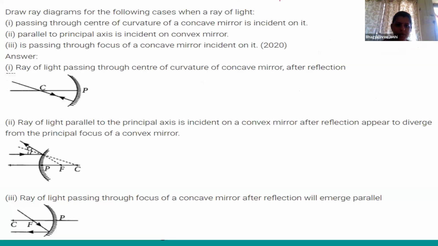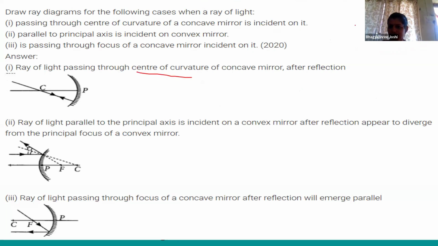Draw a ray diagram for the following cases: a ray of light passing through the center of curvature of a concave mirror is incident on it; a ray parallel to the principal axis is incident on a convex mirror; and a ray passing through the focus of a concave mirror is incident on it. This question was asked in 2020, right? So first, a ray of light passing through the center of curvature.